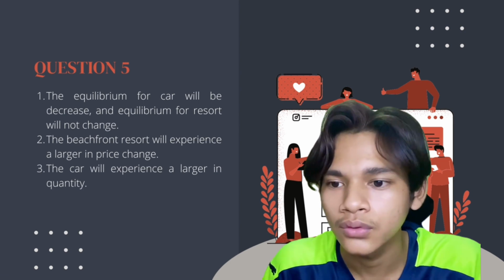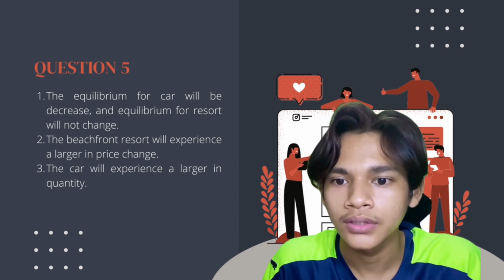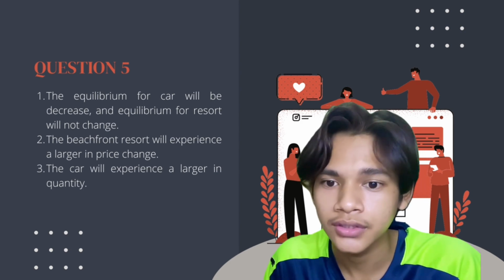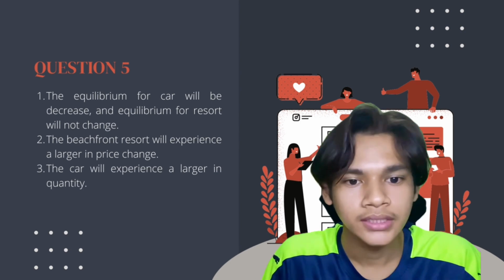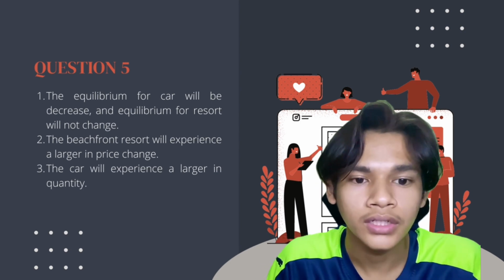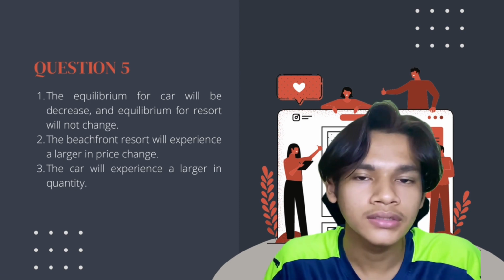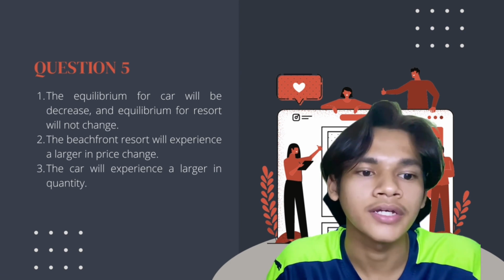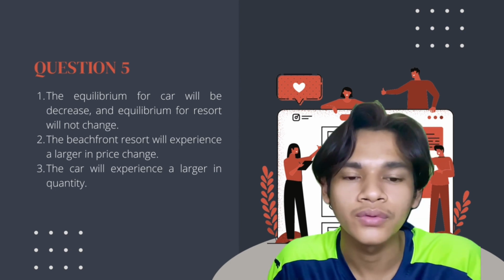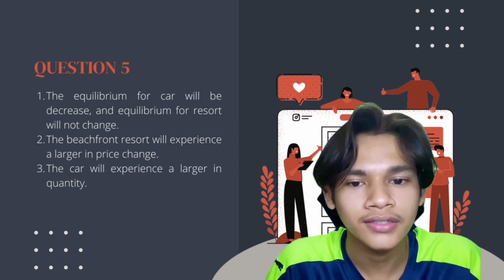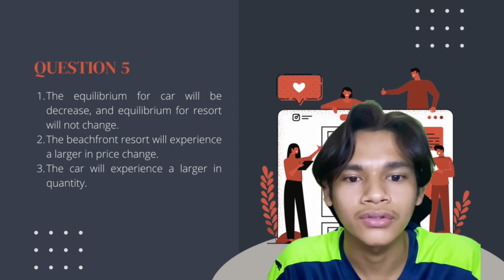For the third question, which product experiences a larger change in quantity? The answer is the car will experience a larger change in quantity because it has an elastic supply. Furthermore, the company can increase the quantity of cars at any time. So that's the answer for question number 5.